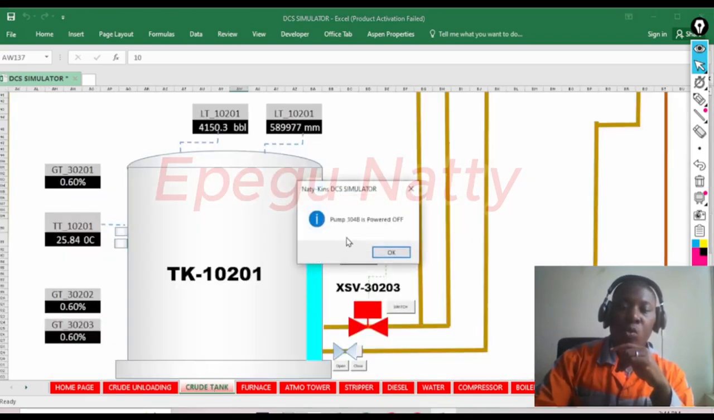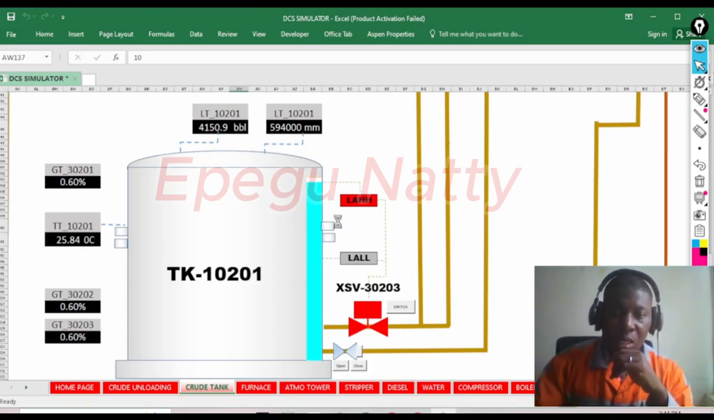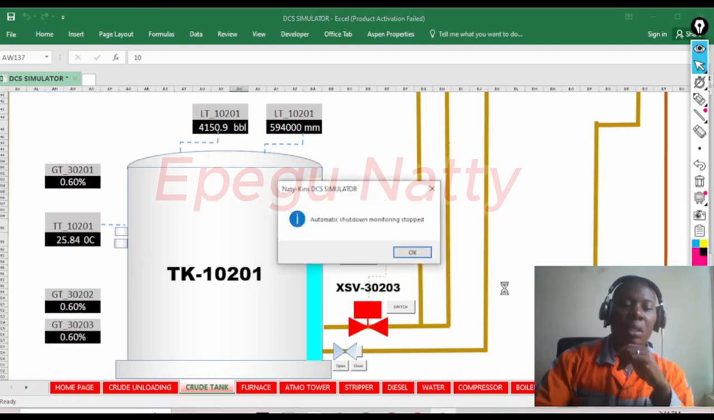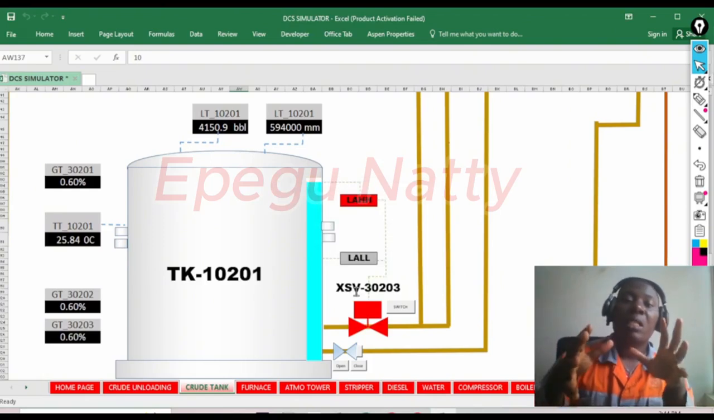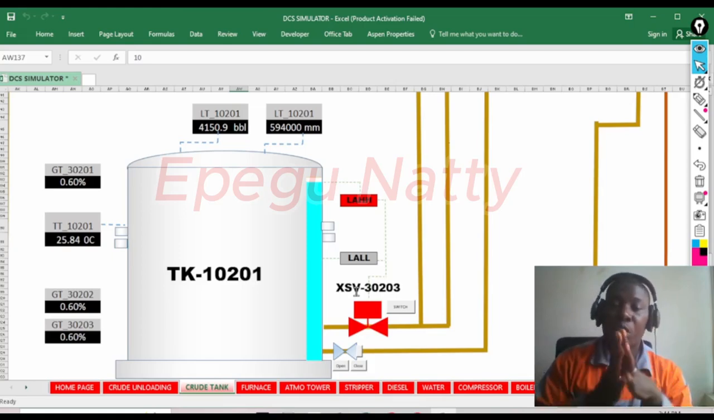Okay, now you also see the pump is powered off. Now you see the shutdown valve is also closed. What this means is that our SIS actually took over and remedied the situation.